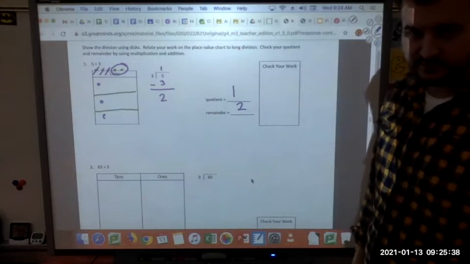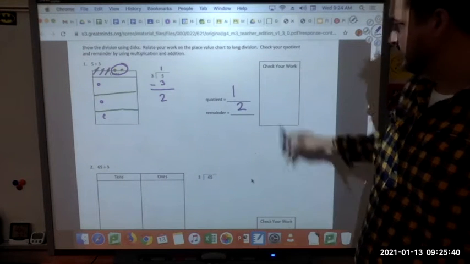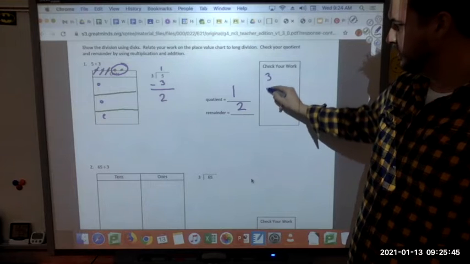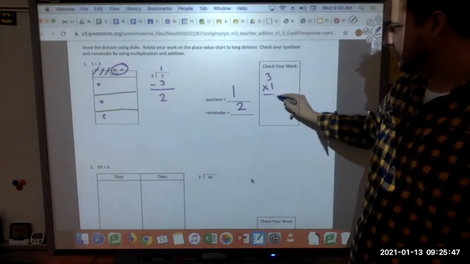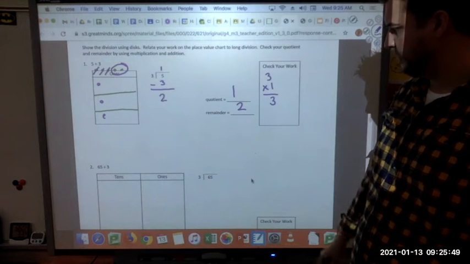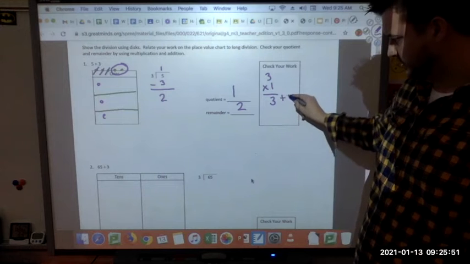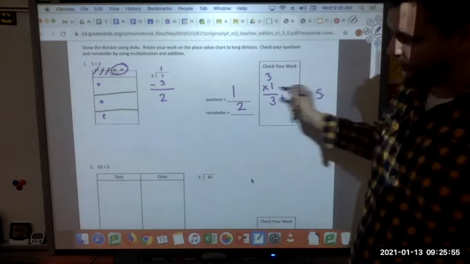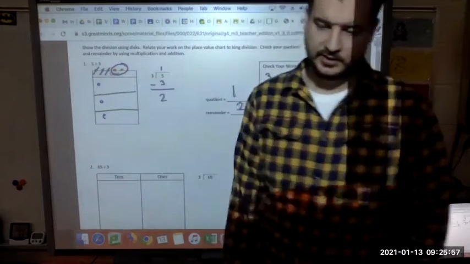I can check it using multiplication. So I'm going to go back to, I have 3 times 1 equals 3, plus my remainder, plus 2, which equals 5, which is the same as what I started with in the dividend.